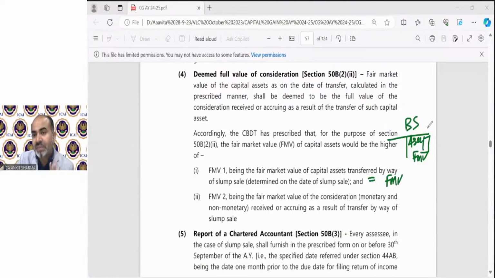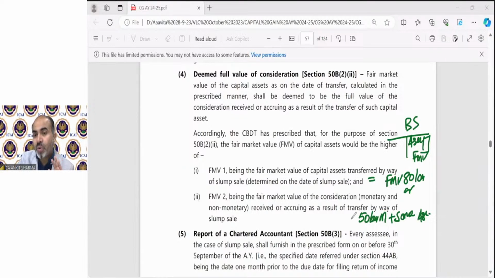The FMV of assets, suppose it's 80 lakhs. So that is my FMV1. Now we have to compare it with the consideration FMV, whatever consideration we are getting. Suppose for the purpose of slum sale, we are getting 50 lakh rupees as monetary consideration and some asset. The buyer has provided us some asset also.